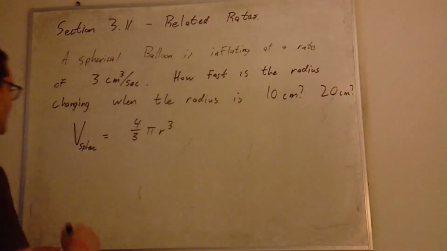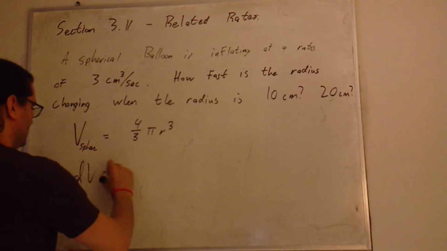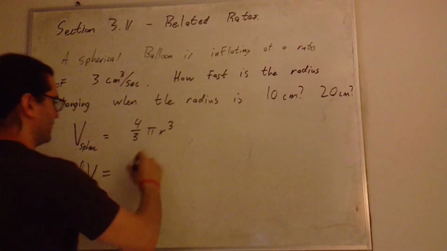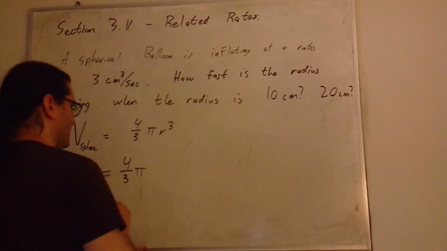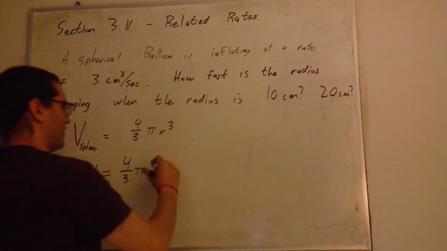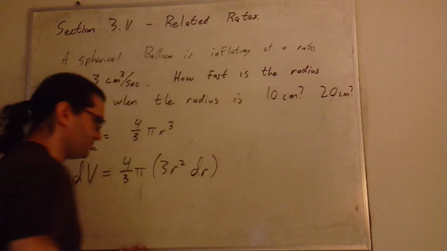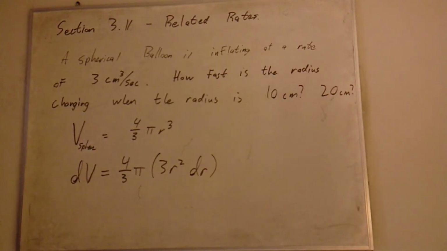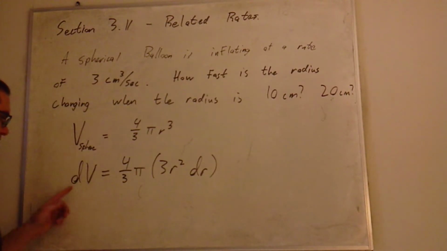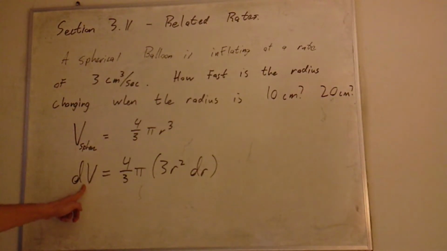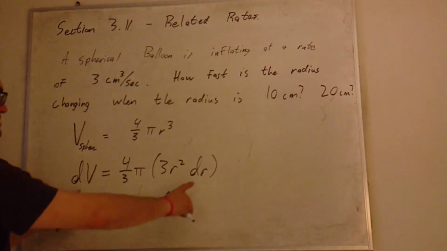So let's just take a derivative. The derivative of volume should be dV. The derivative of this, 4/3 and pi are just coefficients. Those are safe. I'm not going to worry about those. The derivative of r cubed is 3r squared dr. Now I have a function that is about the rate of change of volume and the rate of change of radius. And now these things are connected.